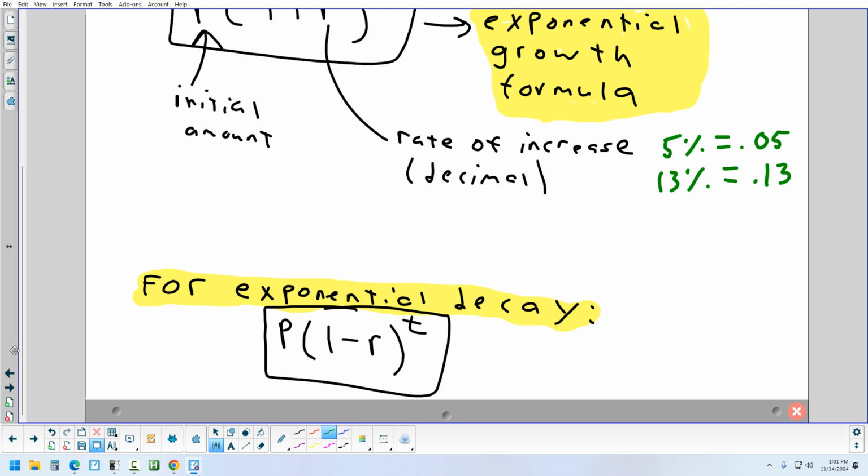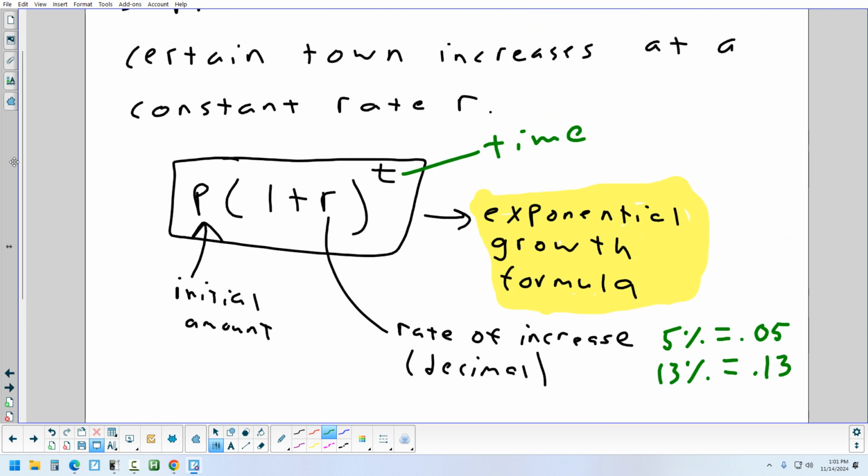And same thing here. If it's increasing by 10%, then you would want this number to be 1.1, because 1 is what you had before, and 0.1 is what you're adding to it. So it's 1.1.